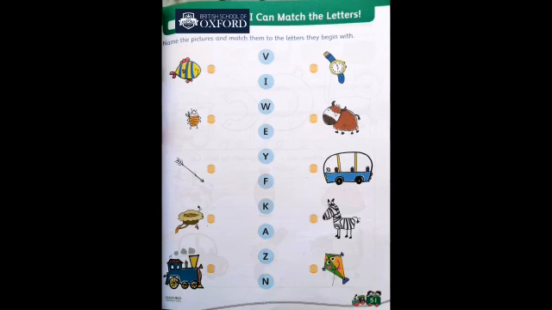Next one is arrow. Nest, engine. Arrow starting letter is A. Nest starting letter is N. And engine starting letter is E. You have to find it and match it.